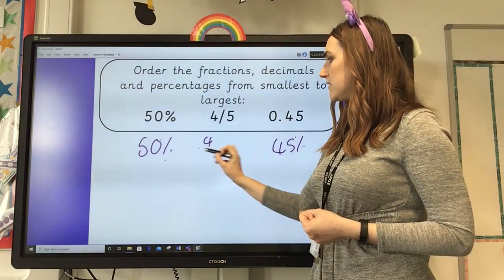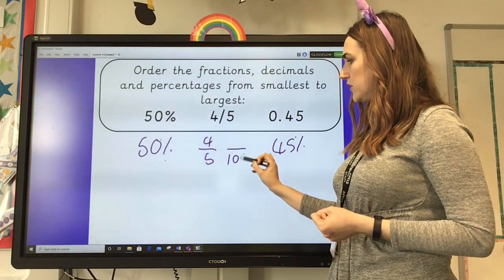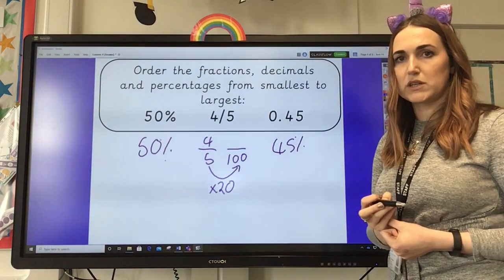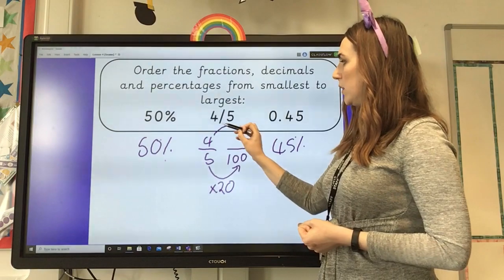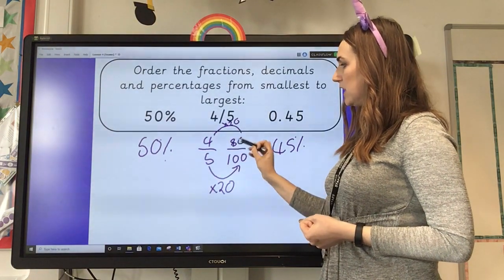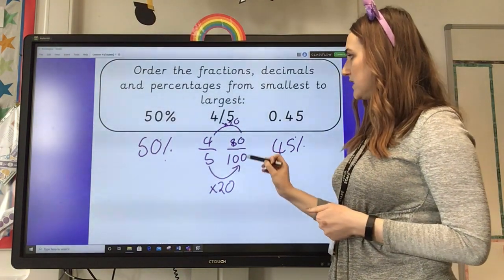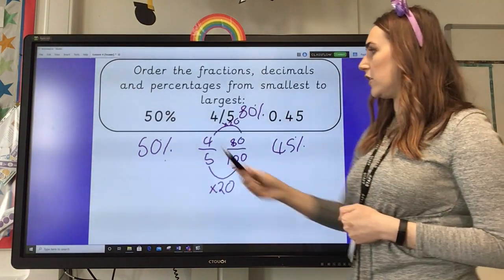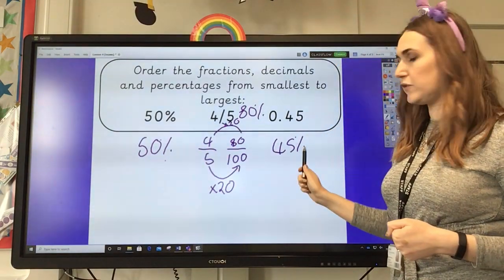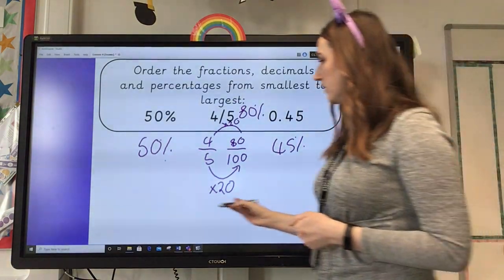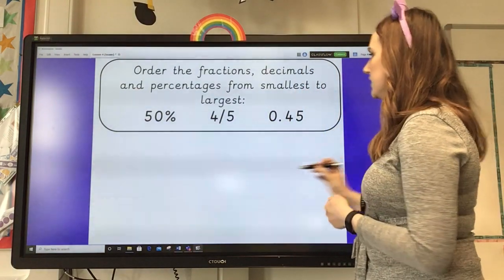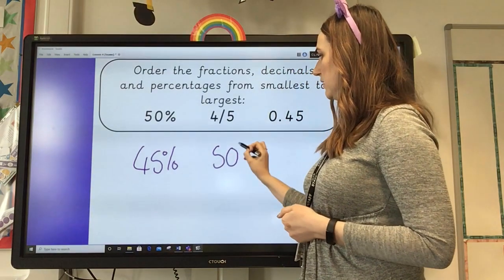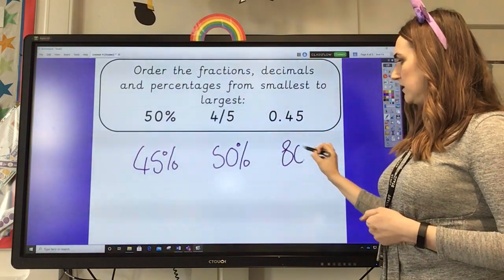So I've got 4/5. I want to turn it into a fraction over 100. And I times that by 20 to go from the original denominator to the new one. So if I times the top by 20, I get 80 over 100, which tells me that this is also 80%. So I've got 50%, 80% and 45%. So I could put those in order. So I'd have 45% and 50% and 80%.